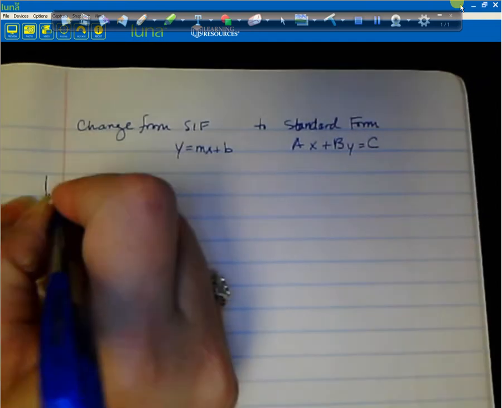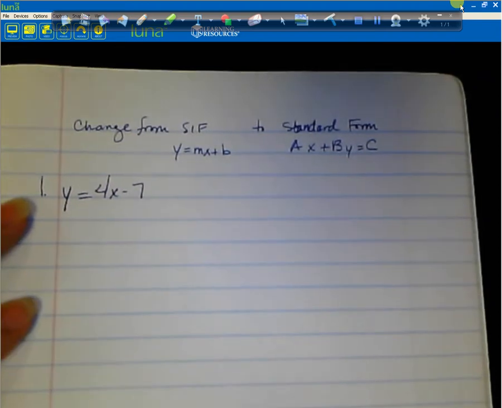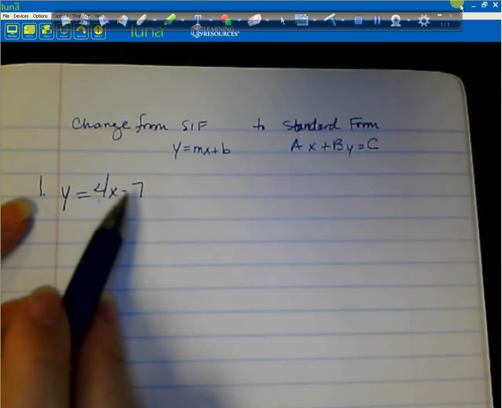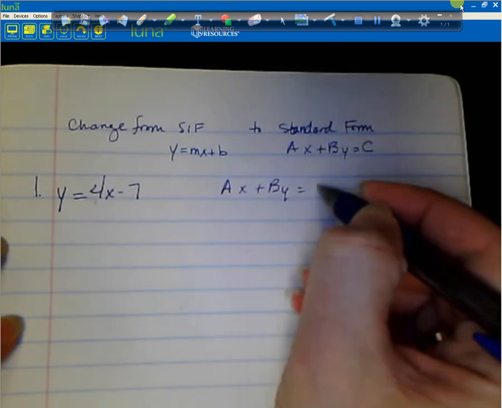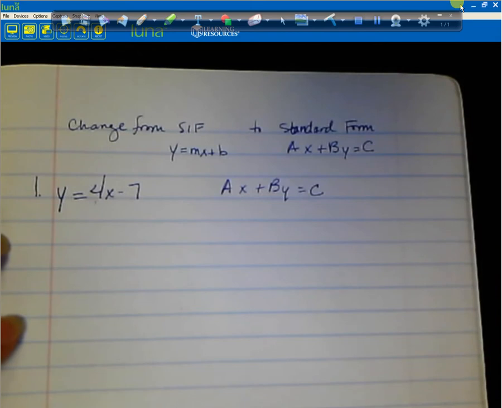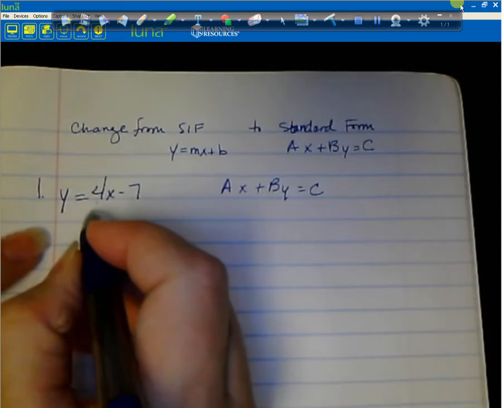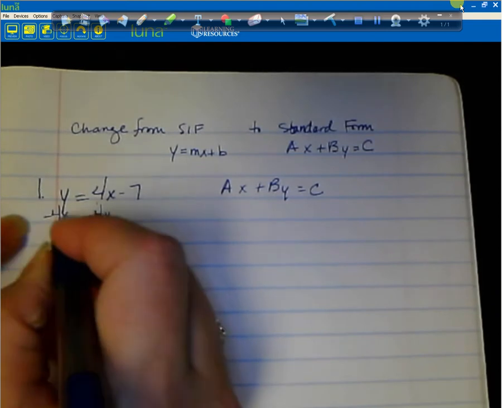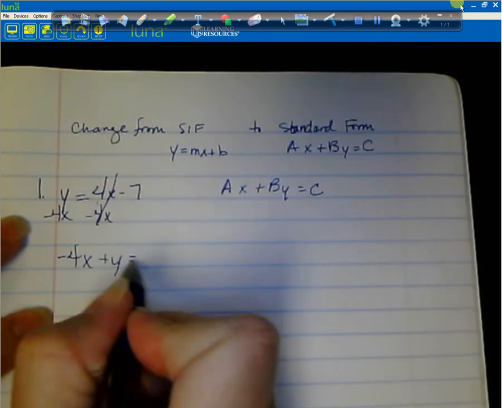Number 1 is y equals 4x minus 7. Y equals 4x minus 7 is in slope-intercept form. Okay, this is my m, this is my b. It's in slope-intercept form, which is what I was given in the question. And I have to change it to standard form, so I have to get my ax plus by equals c in that order. The first thing I'm going to do is move my ax, or my 4x, to the other side so it can come in the front. I have to subtract 4x on both sides in order to move it. Those cancel, and that gives me negative 4x plus y equals negative 7.